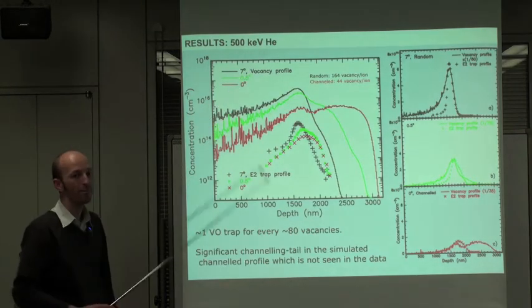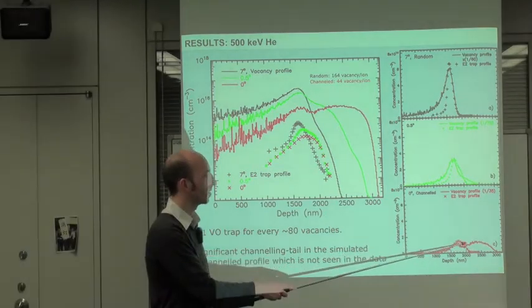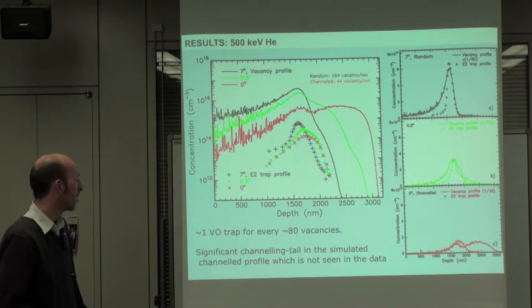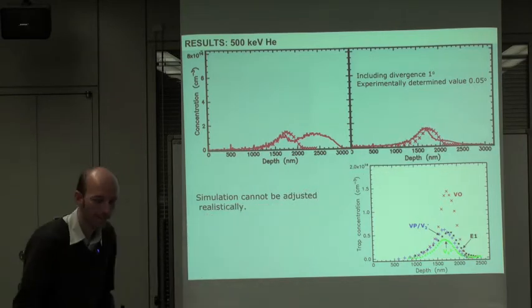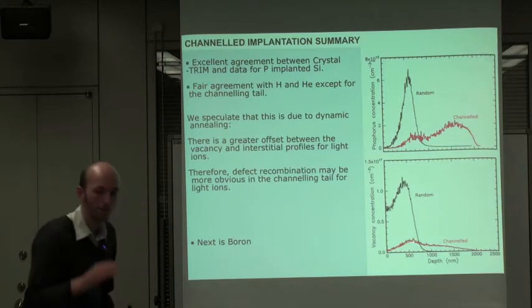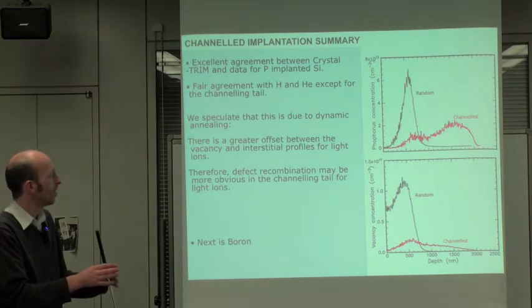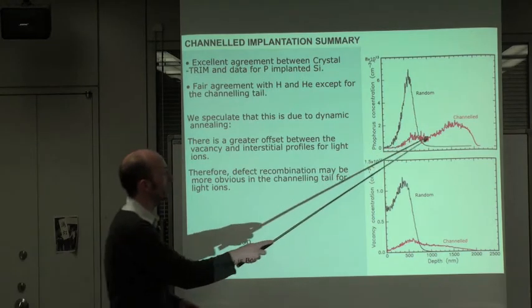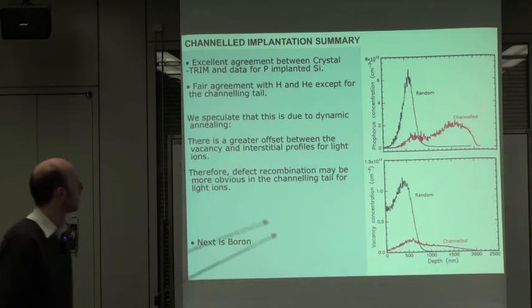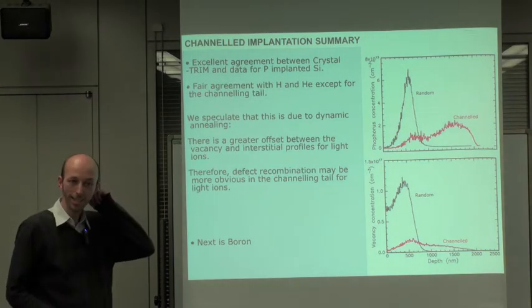We also looked at helium, another light ion, and we found that this effect was much more pronounced. Again, you see the channel in the simulation, but not in the data. Again, we couldn't adjust the simulation in any way to fit the data for the light ions. For phosphorus, it worked really well, but for the low mass ions, we couldn't see this deep channel, and we speculate at this point that this could be because of a dynamic annealing effect.